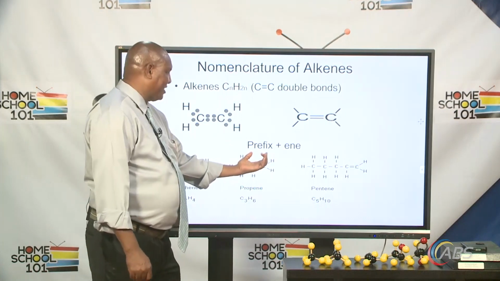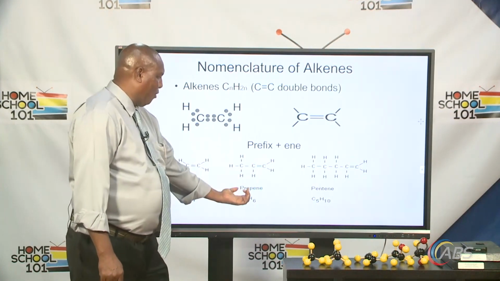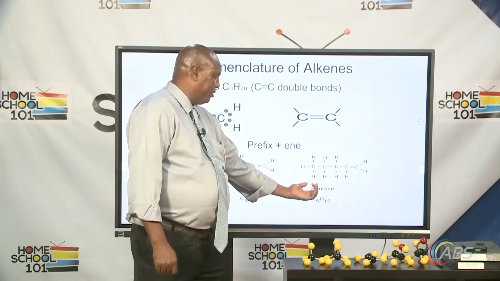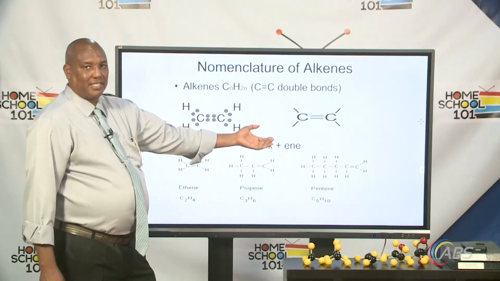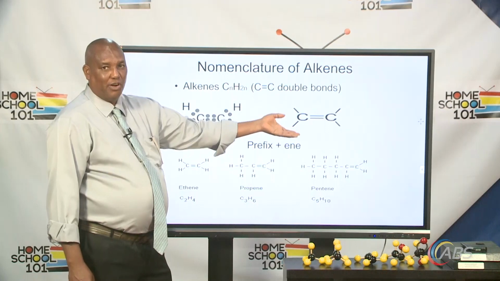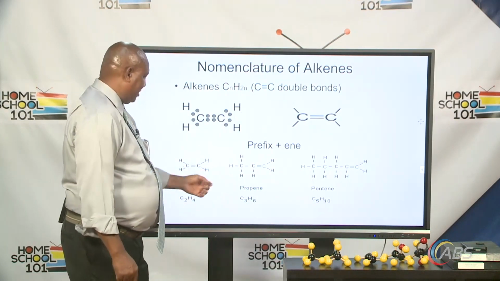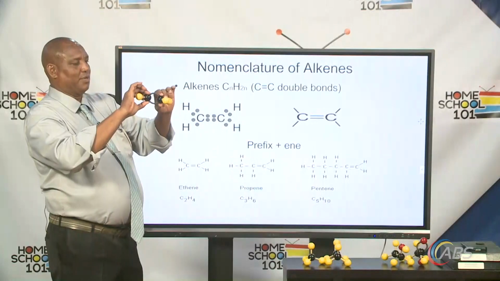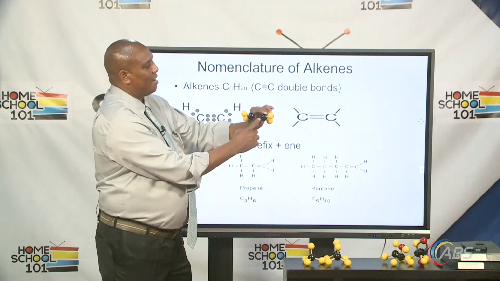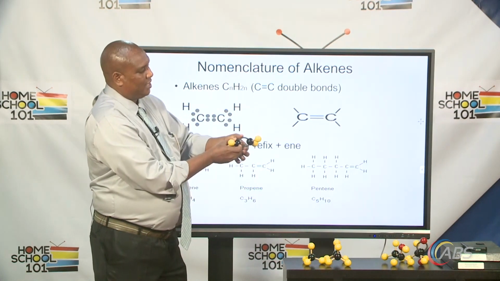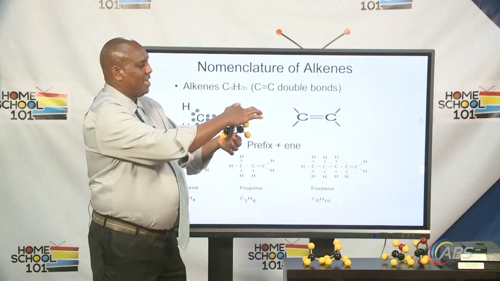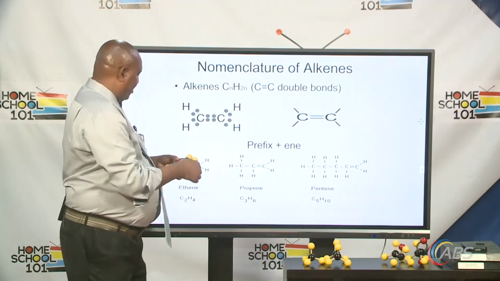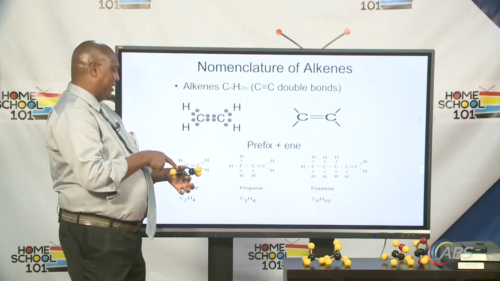So again, the prefix et, prop, but, pent, hex, hept, oct, non, dec. But for the first one, ethene, a carbon-carbon double bond. So we have a double bond. This is what it looks like, a carbon-carbon double bond. If you were to look keenly, you would see that we have 2 carbons, a double bond, 1, 2, and then we have hydrogens. So this is the molecule here. This is what it actually looks like.